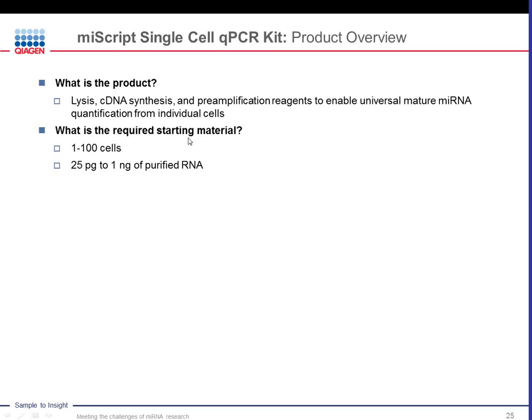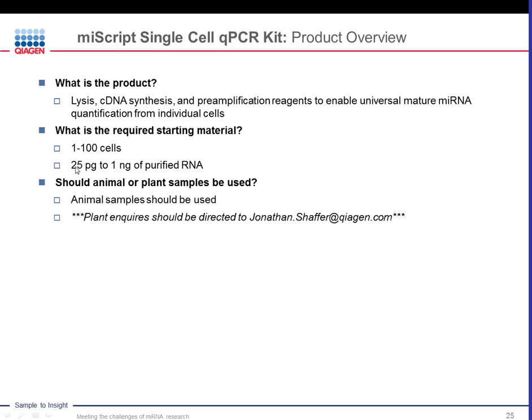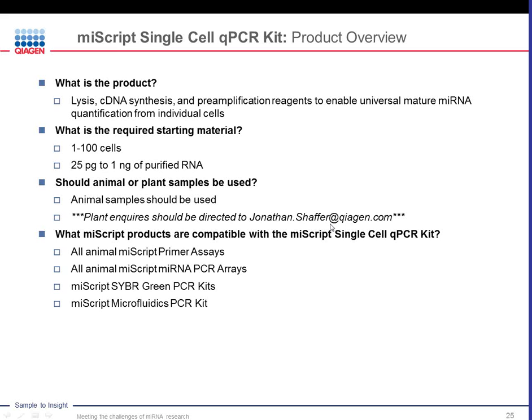For starting materials, we recommend starting with 1 to 100 cells, or 25 picograms to 1 nanogram of purified RNA. This would generally be considered a single-cell RNA amount and can go down to 5 to 10 picograms depending on your particular cell type. Should animal or plant samples be used? For right now, just use animal samples. But if you have plant questions, email me directly. This is one of the times that I have my email here. I also provide it again at the end of the webinar, and it's also in the slide deck that you can download from the handout section.